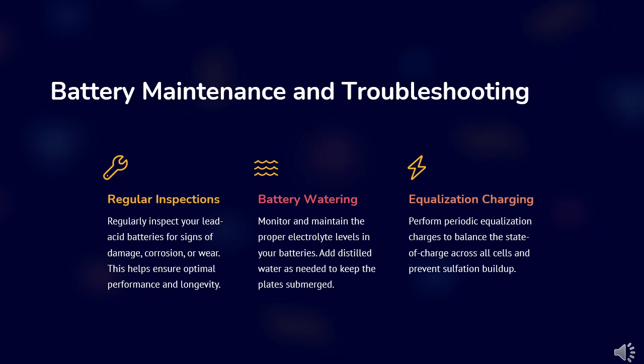Battery watering. Monitor and maintain the proper electrolyte levels in your batteries. Add distilled water as needed to keep the plates submerged. Equalization charging. Perform periodic equalization charging to balance the state of charge across all cells and prevent sulfation buildup.